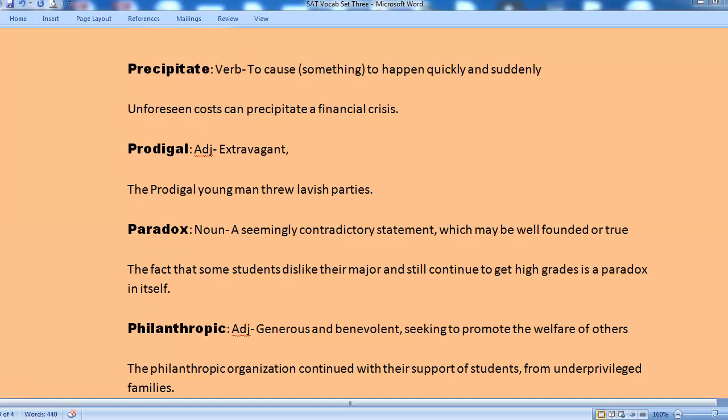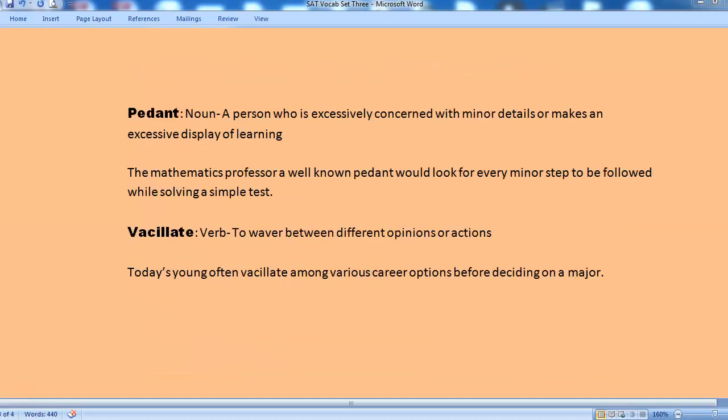The next word we are looking at is philanthropic. Philanthropic is an adjective and it would mean generous and benevolent, that is, seeking to promote the welfare of others. The philanthropic organization continued with their support of students from underprivileged families or from families that could not afford much of the tuition costs.